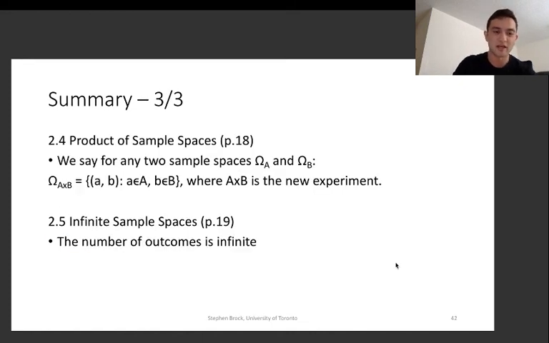And finally, section 4 was on the products of sample spaces. We say that for any two sample spaces, omega A and omega B, the combined sample space omega AB is all the pairs from the sample spaces A and B. And then when it comes to infinite sample spaces, this occurs when the number of outcomes is infinite.